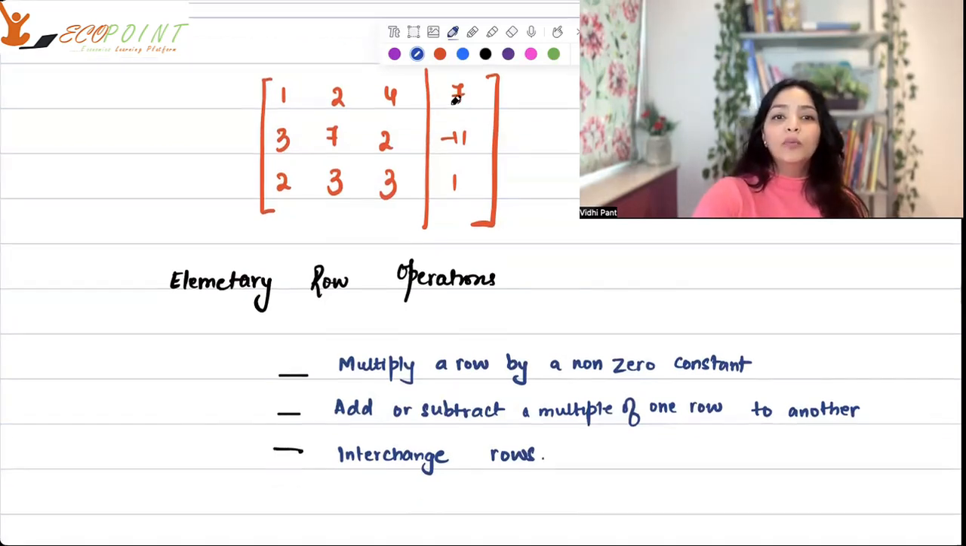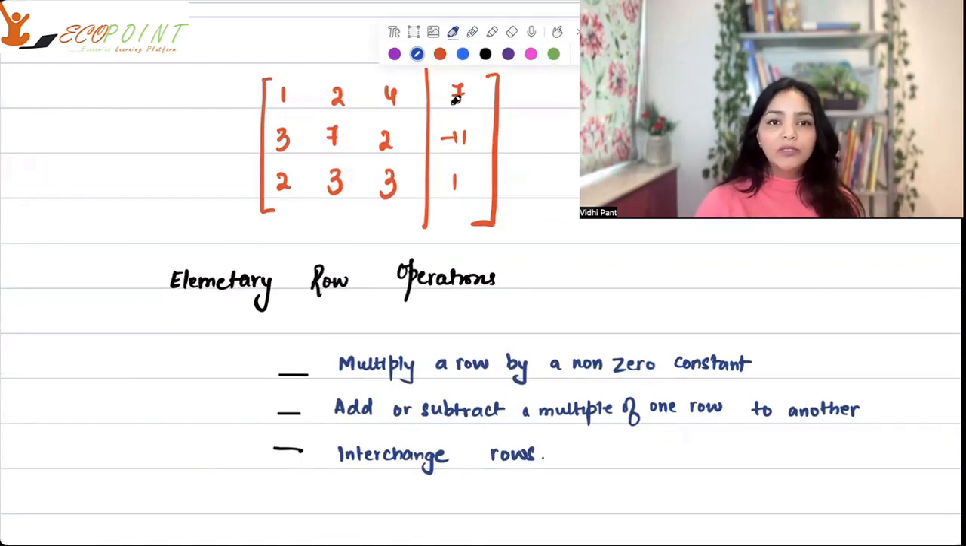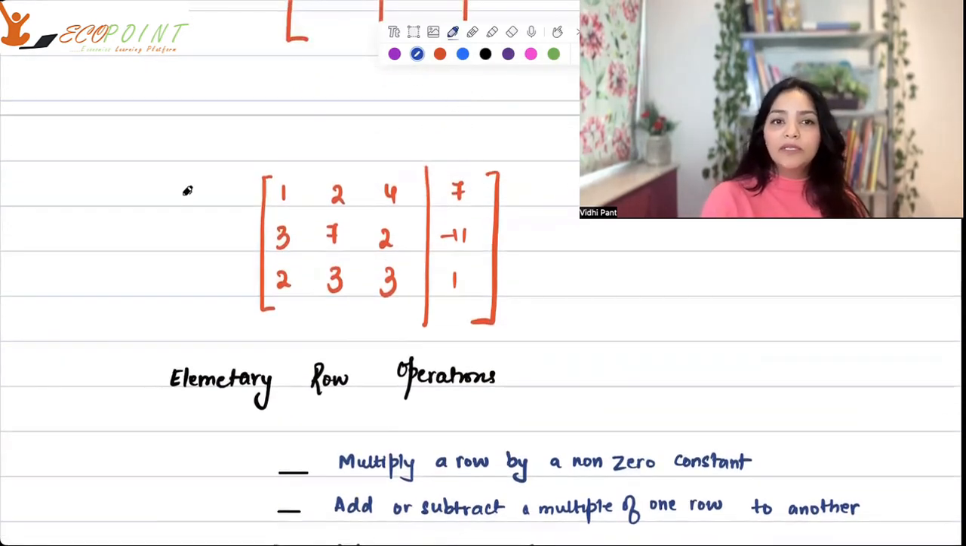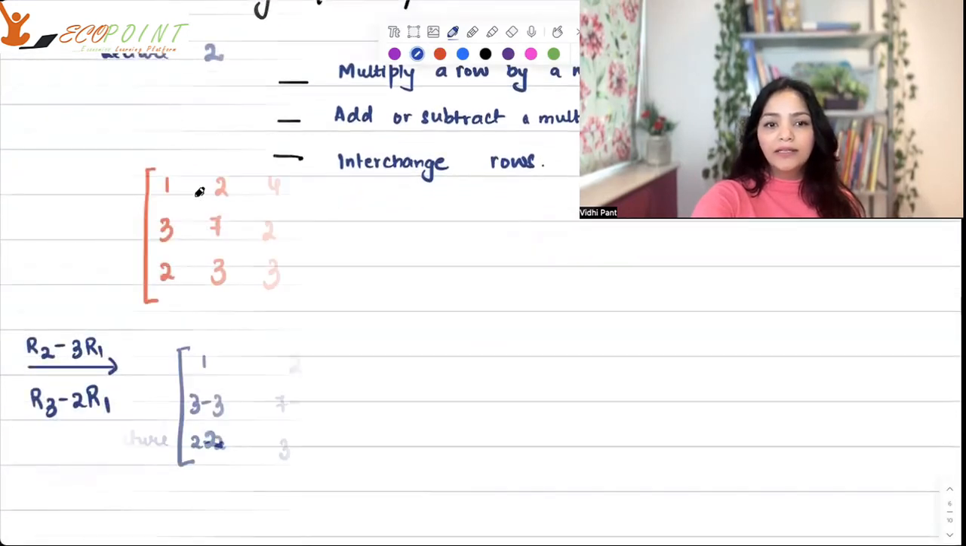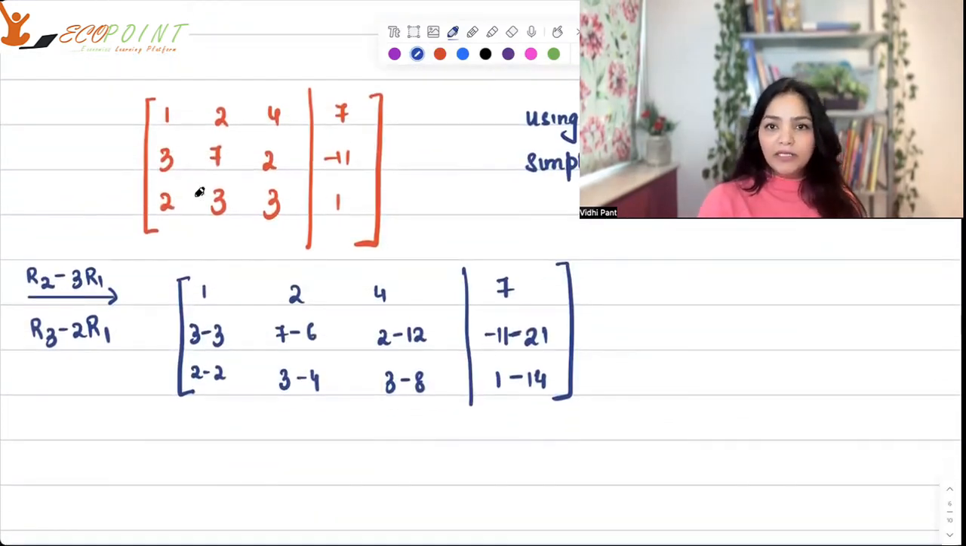Okay. With these elementary row operations, you can reduce the rows, as we call it, or you can create another matrix from the given matrix. Let's take an example. The example that we started off with was where we had 1, 2, 4, 7, 3, 7, 2, minus 11, 2, 3, 3, 1 as our rows. And basically, it was coming from a set of equations that I had taken up. Let's take up this augmented system.